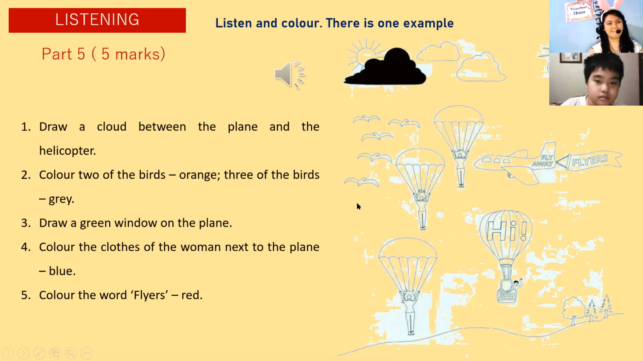Part 5. Listen and look at the picture. There is one example. In the sky, there are some clouds. Can you see them? Yes. Find the biggest cloud and colour it black. Okay. Can you see the black cloud? This is an example. Now you listen and colour and draw.